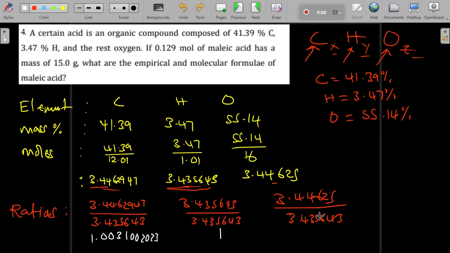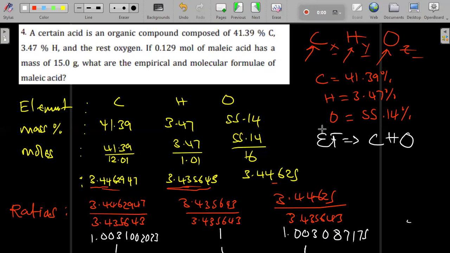Okay. And then there, what am I going to get? I'm getting 1.003087178. Okay, so this is what I get here. And then I can round off. So it means here it will just be 1, there it will just be 1, there it will just be 1. So the ratio of carbon to hydrogen to oxygen will be 1 to 1 to 1. So the empirical formula will just be CHO.